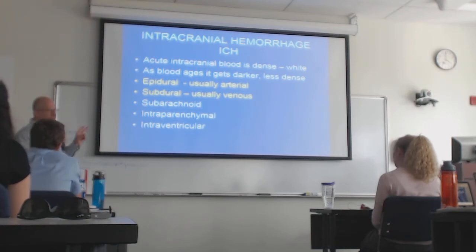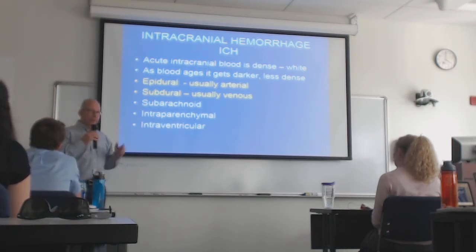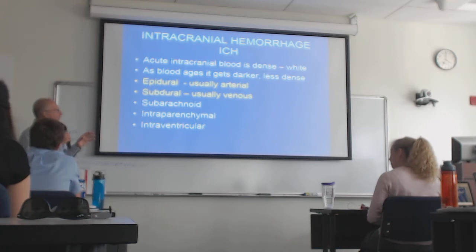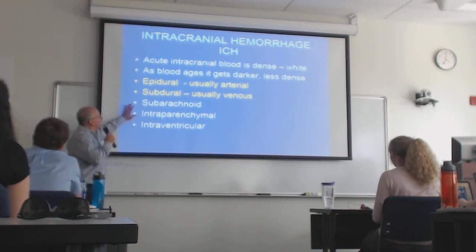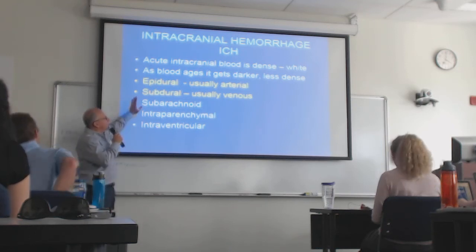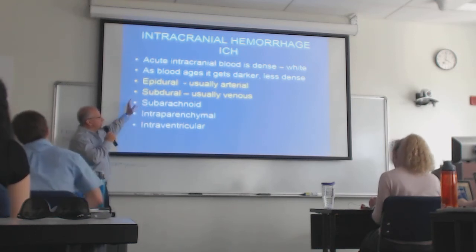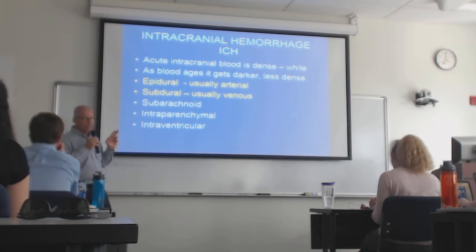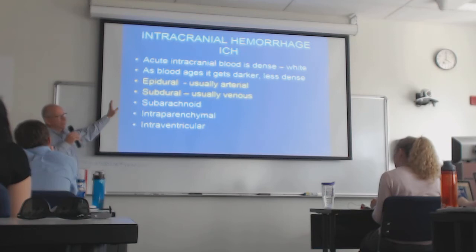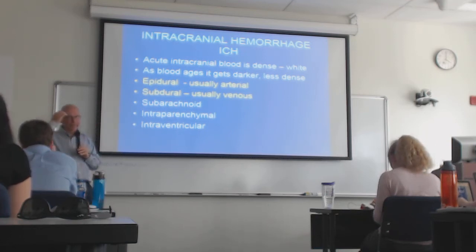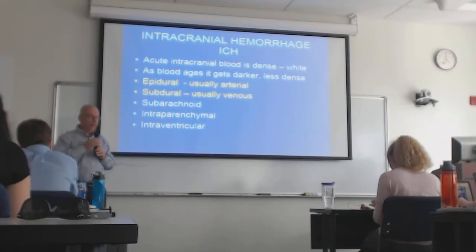Two kinds of acute intracranial hemorrhage. Actually, there are four kinds of intracranial hemorrhage, five kinds of intracranial hemorrhage. Sorry, it's been a long day. But two of the ones that I want you to specifically think about are the epidural hemorrhage and the subdural hemorrhage, because these are the two that are most commonly associated with head trauma.